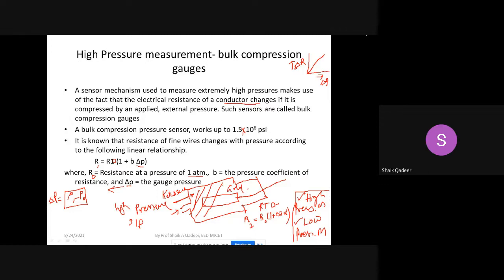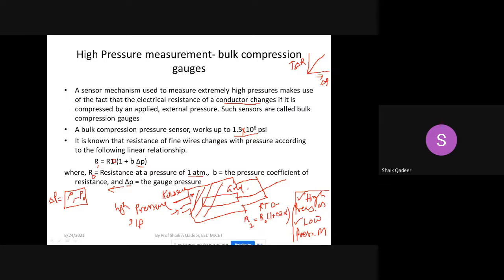See here, I'm just reading the text which is written in this PPT. A sensor mechanism used to measure extremely high pressure. It makes use of the fact that the electrical resistance of a particular conductor changes if it is compressed by an applied external pressure. This is the principle. But this is not used for low pressure. However, it is used for very, very high pressure. Such sensors are called bulk compression gauges, right? So this bulk compression pressure sensor can work up to 1.5 into 10 to the power 6 psi of pressure. So it works on this particular principle.